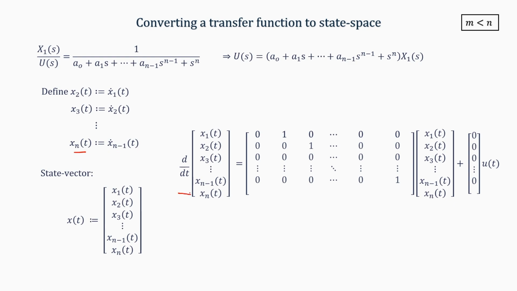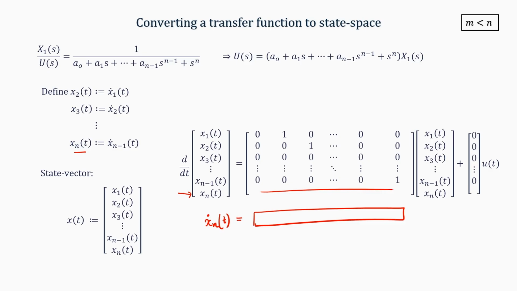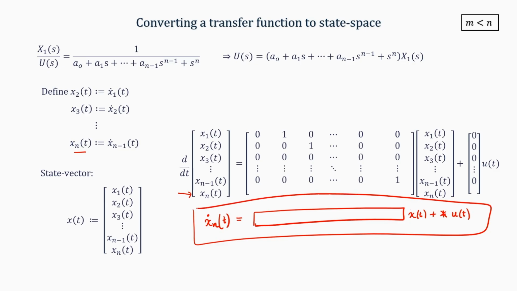Now comes the last equation. In the last equation, the left hand side has x_n dot here, and the right hand side will have to be some row vector that I will have to put here, okay, and that must multiply with this x(t), plus here something will come multiplied by u(t). So I have to find out this differential equation, because this directly cannot be found out from these definitions.